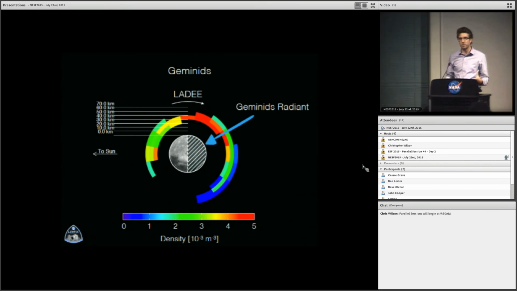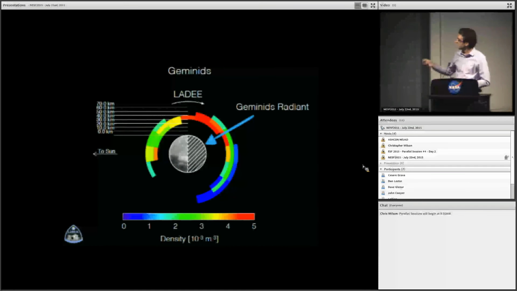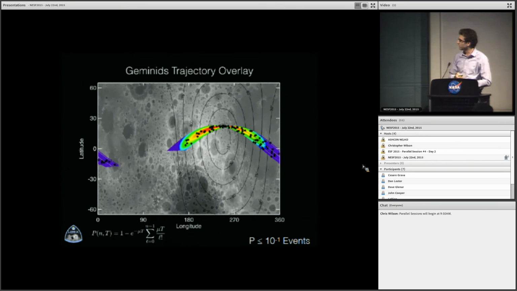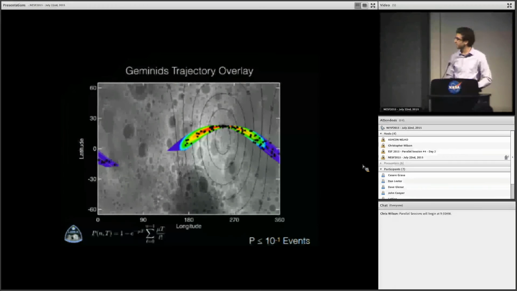So here's a top-down view showing the density enhancement of the Geminids meteoroid stream. You can see this arrow is a cartoon, but this is actually accurately portraying where it's coming from, and we got about a factor of 2 to 2.5 enhancement in the density of the local exosphere in dust. One of the things we wanted to do is see if there's anything we can learn about this meteoroid stream.